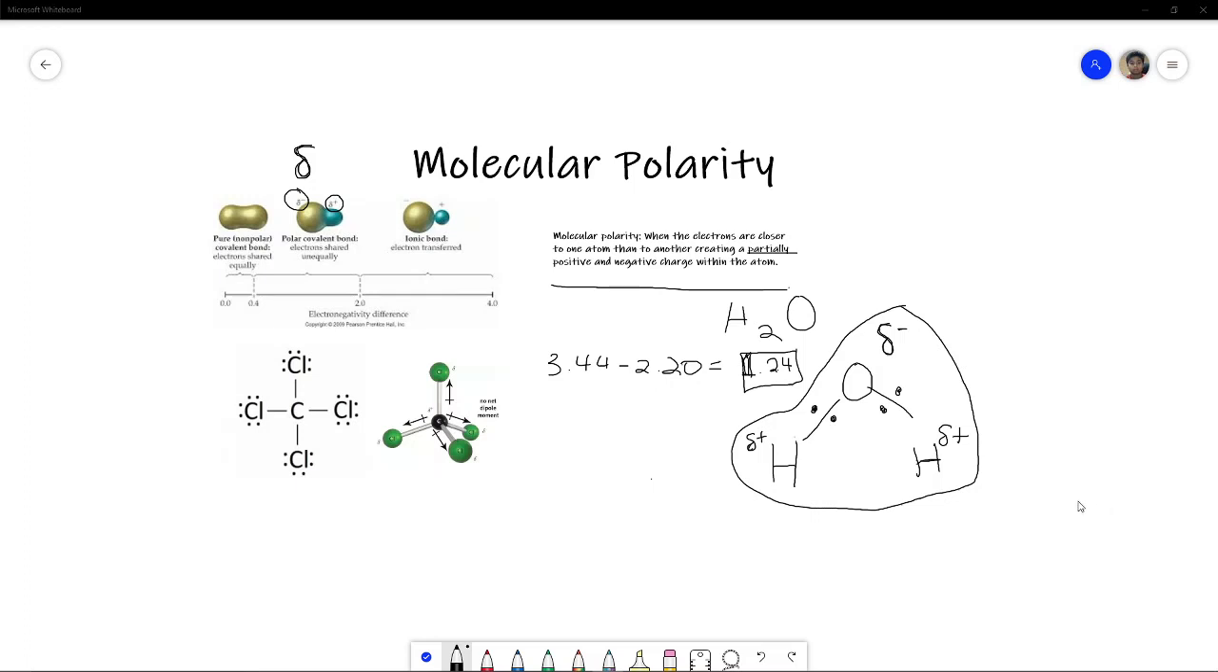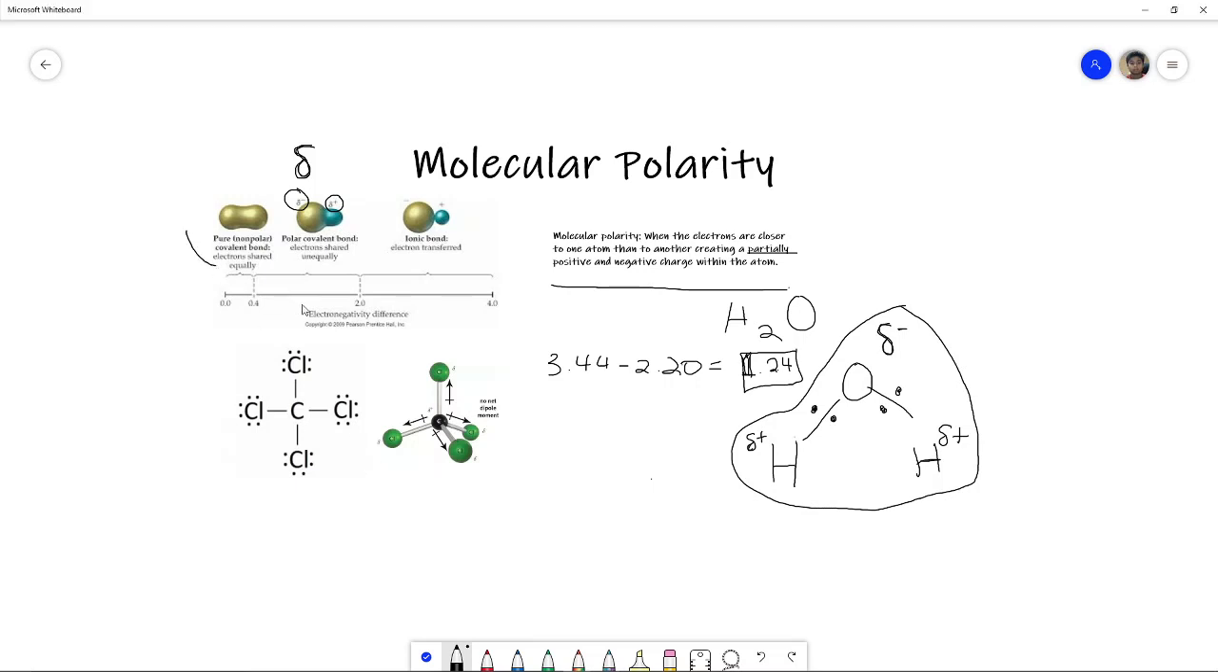Hey guys, welcome to our second molecular polarity video regarding chemistry, and today we're going to be focusing on nonpolar bonds. So nonpolar bonds, and you can see the definition over here, is where electrons are shared equally. And you might be wondering, well, that's the definition of a covalent bond. They're being shared. But notice how it says equally.